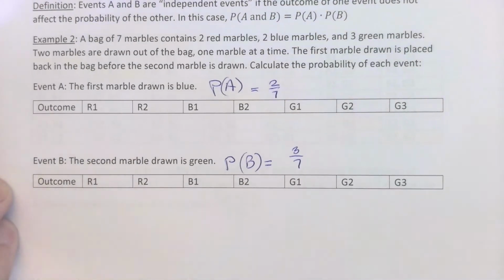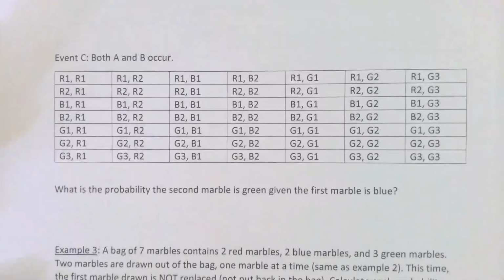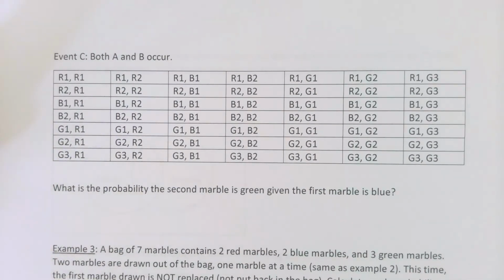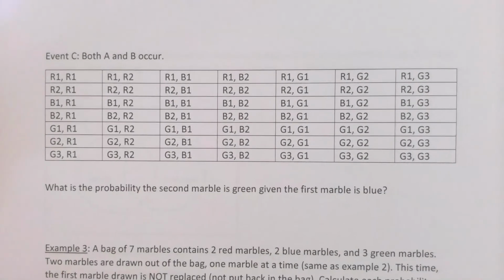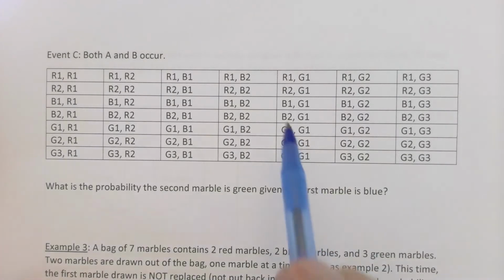Now we're going to look at a joint probability of A and B. In other words, we're interested in getting a blue marble on the first draw and a green marble on the second draw. Well, I've made a big array or chart of all the different possible combinations where we draw a marble, put it back, and then draw a second marble.